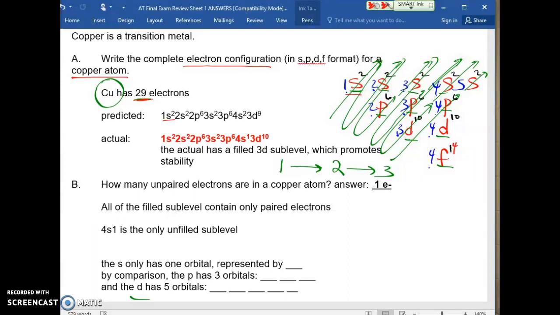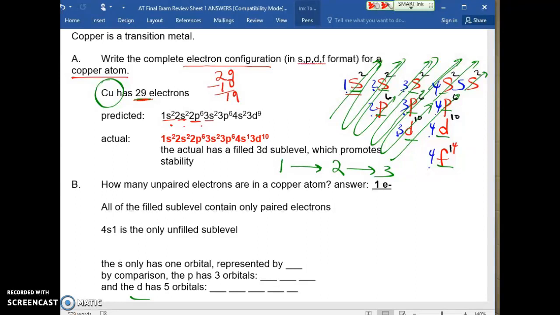I move to the 2s, 2s2. The 2p, I put 6 more electrons there. 2, 2, 6 is 4. So I've placed 10 of the electrons. I have 19 left to place.